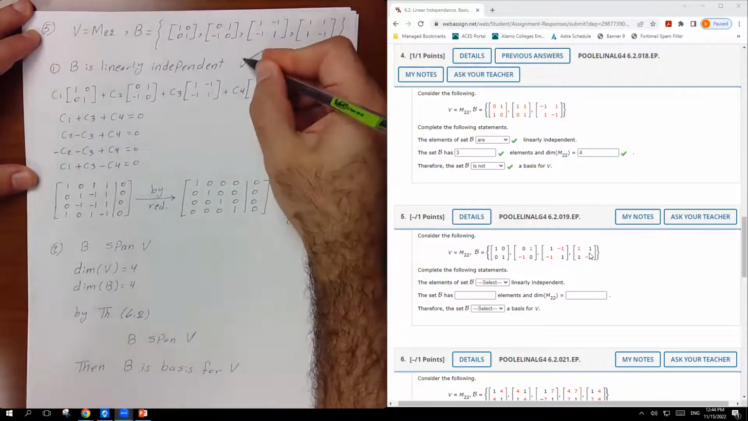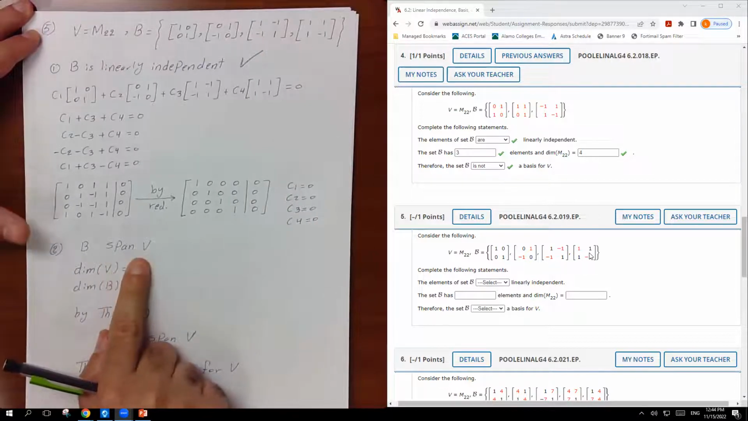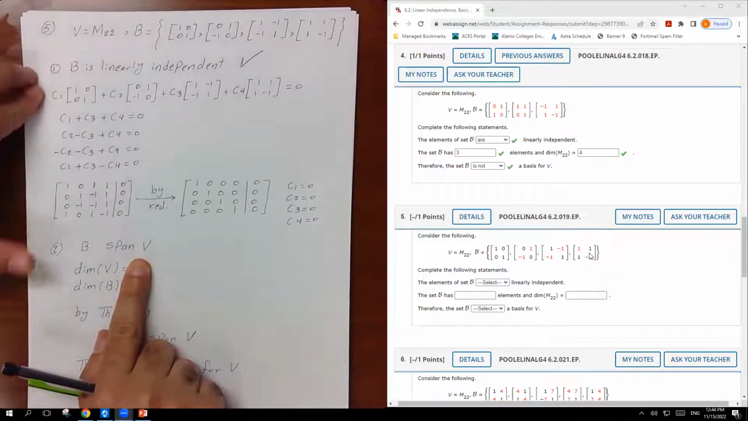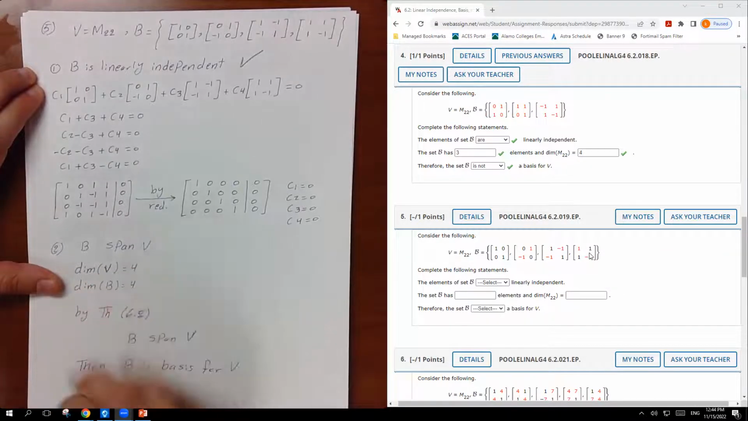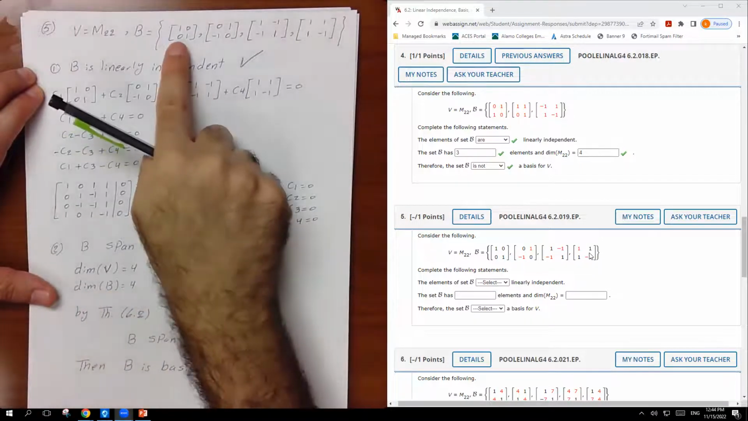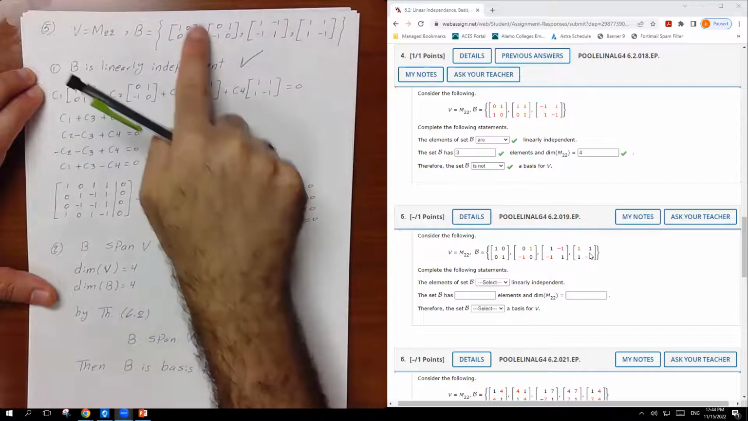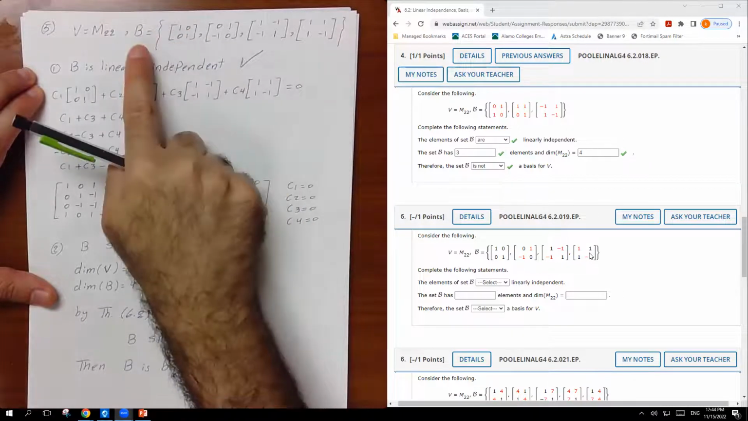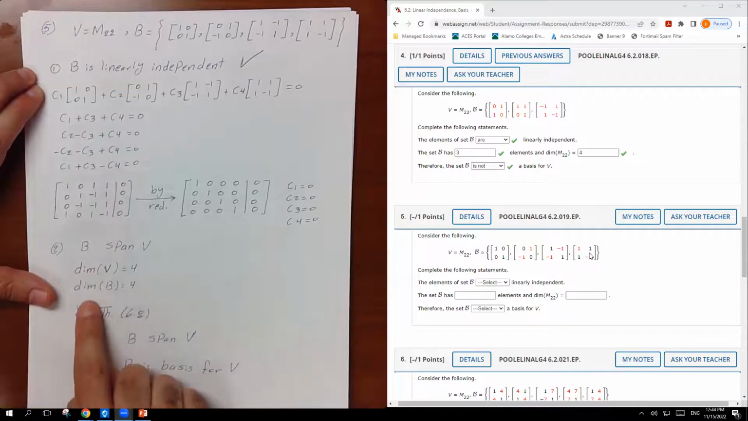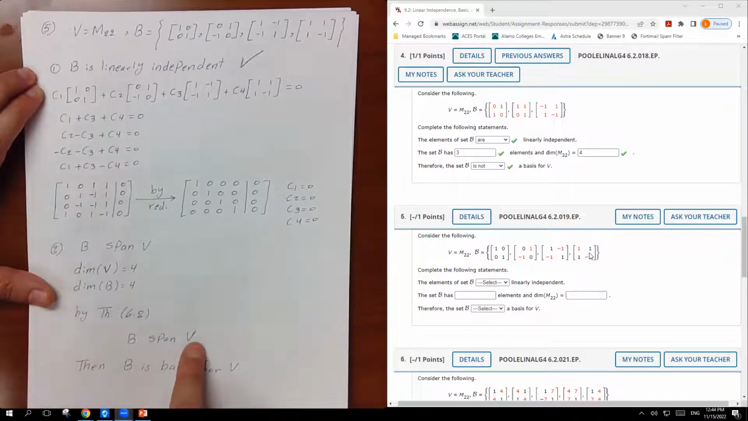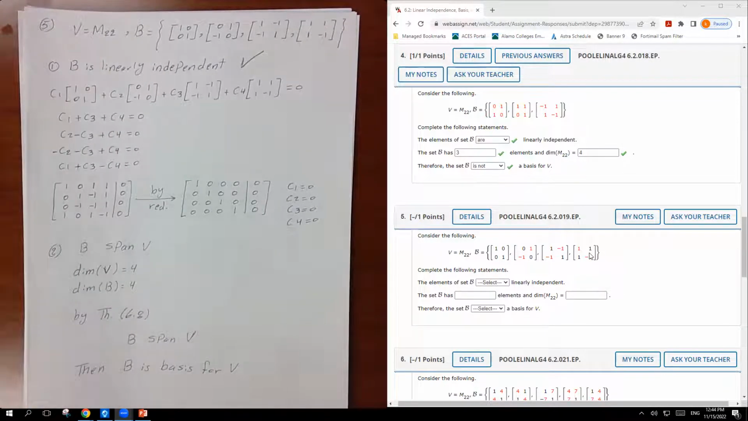So the second thing, we need to show B spans V. This is easier by using this theorem. Dimension of V is 4. Dimension of B equals 4 because 1, 2, 3, 4. This is the dimension, not the elements inside each matrix, because B contains all these matrices. So the dimension equals 4. So by theorem, we have the dimension of V equal to the dimension of B. So B spans V. In this case, B is a base for V. So for this example, it is going to be a base.